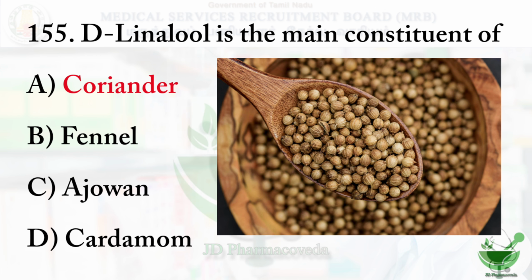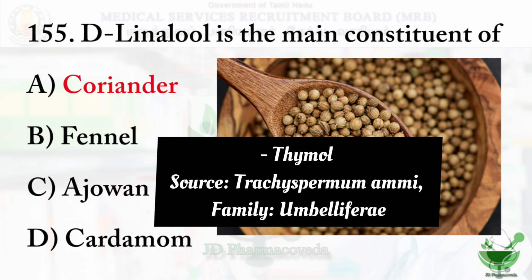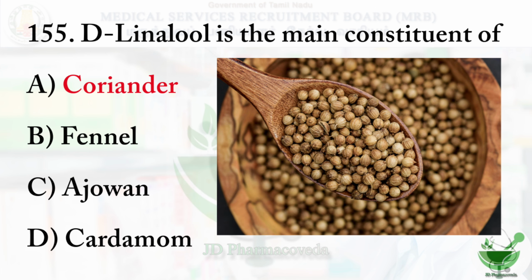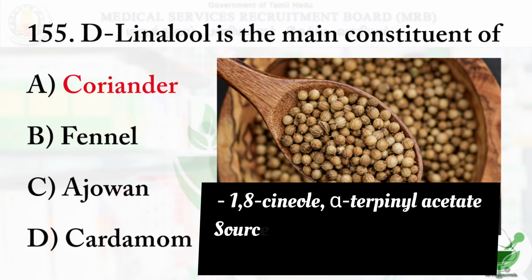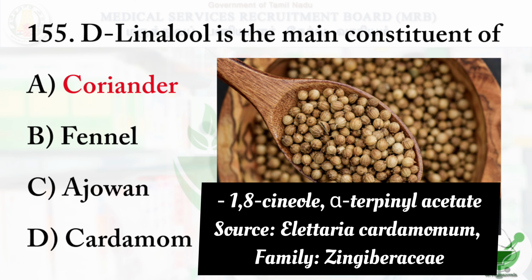Then for ajowan, the main constituent is thymol and its source is Trachyspermum ammi. Its family is Umbelliferae. Then cardamom, its main constituents are 1,8-cineole and alpha-terpinyl acetate. Its source is Elettaria cardamomum and its family is Zingiberaceae.